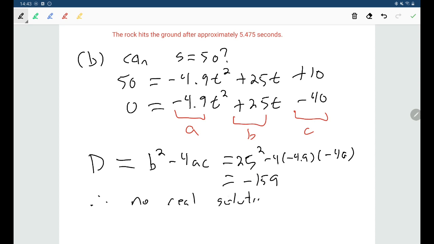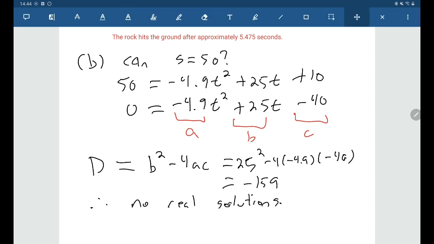So if you think the rock can reach 50 meters above the ground and you're trying to find out when does that happen, we've just found out that it doesn't happen for any real number. So the conclusion that we can draw, since there are no solutions to find when the rock is at 50 meters above the ground, then the rock never reaches 50 meters above the ground. And there we go.